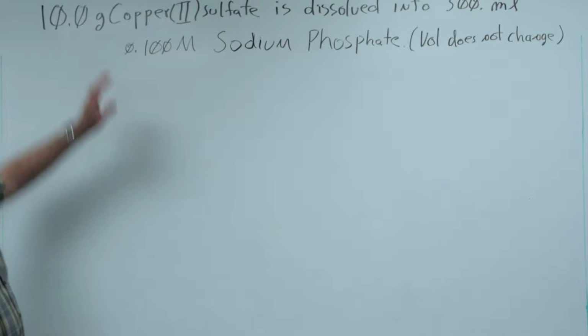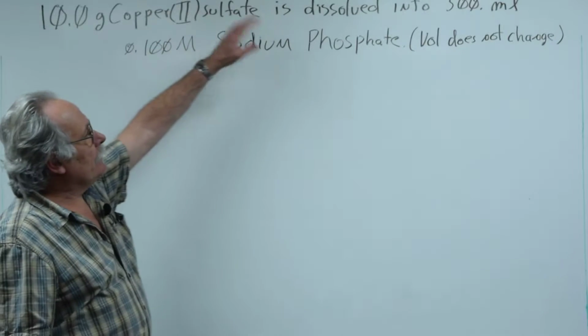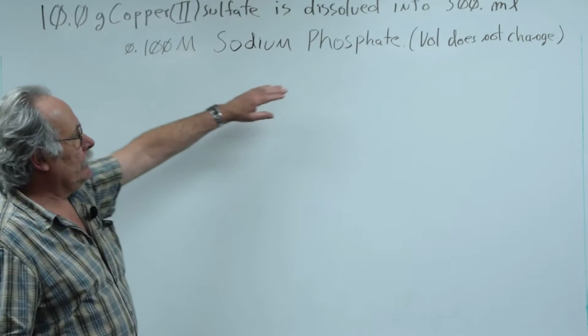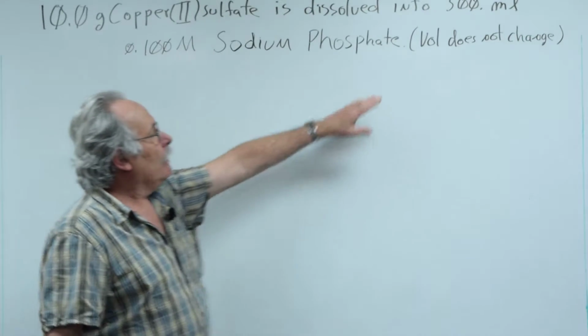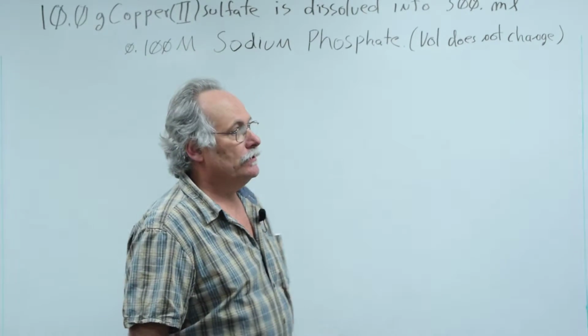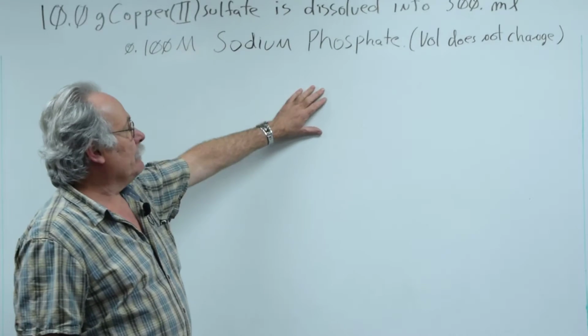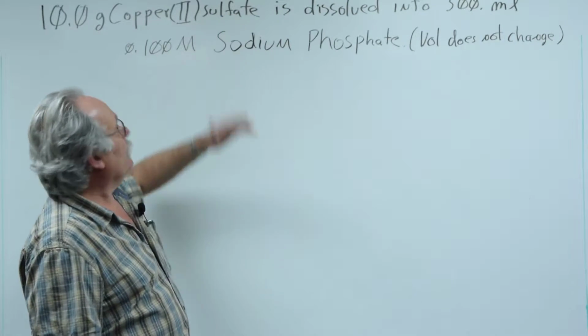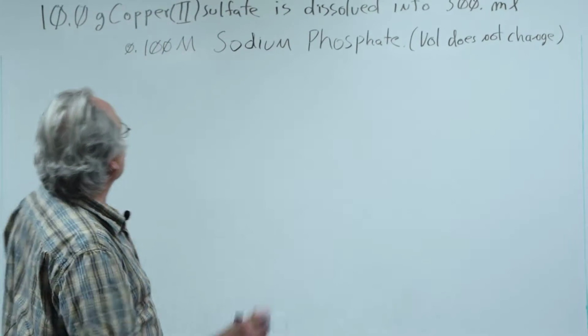Okay, in this problem we have 10 grams of copper sulfate that is dissolved into 500 mL of sodium phosphate solution, and we're going to assume that the volume of the solution does not change. Now the first thing we need to do is nomenclature and identify what ions are present.